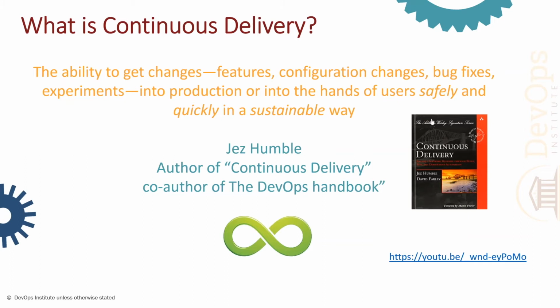So what is continuous delivery? The definition by Jez is a pretty good one. Like DevOps, there's not really any formal definition that everybody 100% agrees to, but this one is pretty good. It's the ability to get changes, whether features, metadata associated with those changes, configuration, bug fixes, anything you're trying to push from creation through to deployment into production, into the hands of users, and do it safely. Not just pump out lots of changes, but do it in a way that is secure, safe and sustainable.